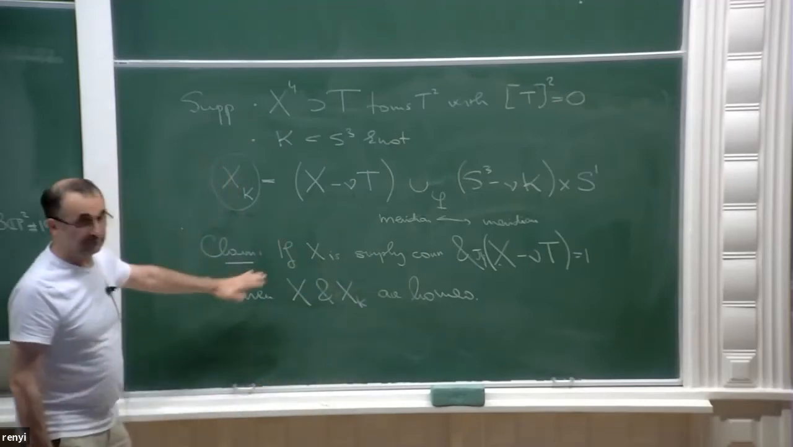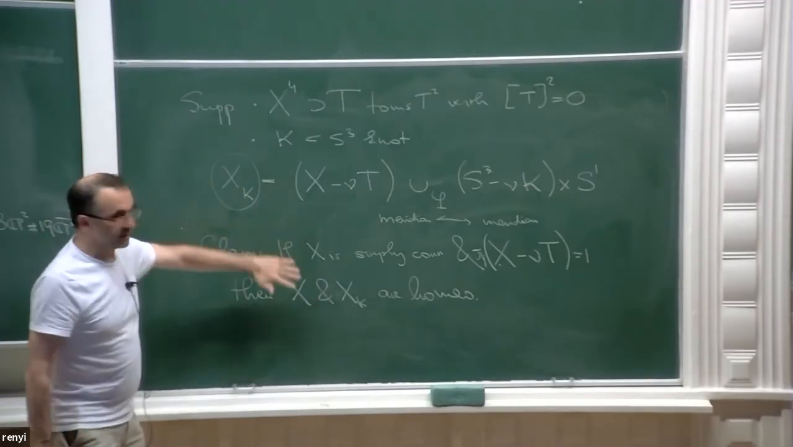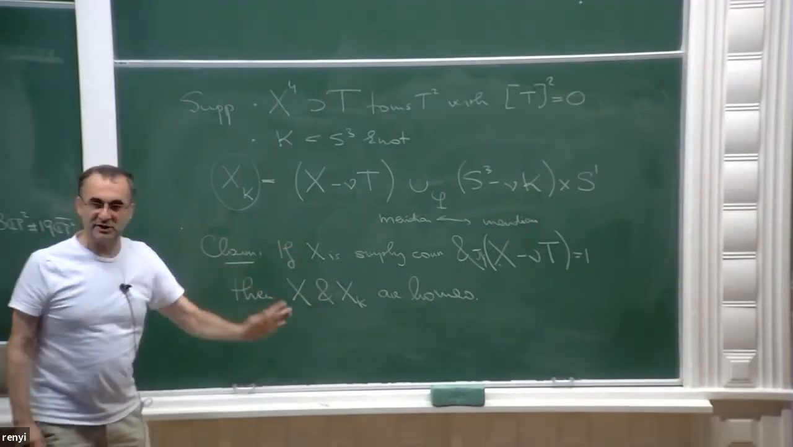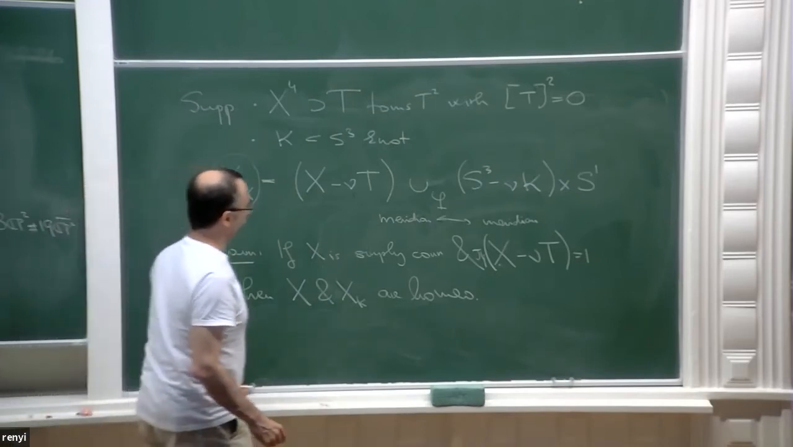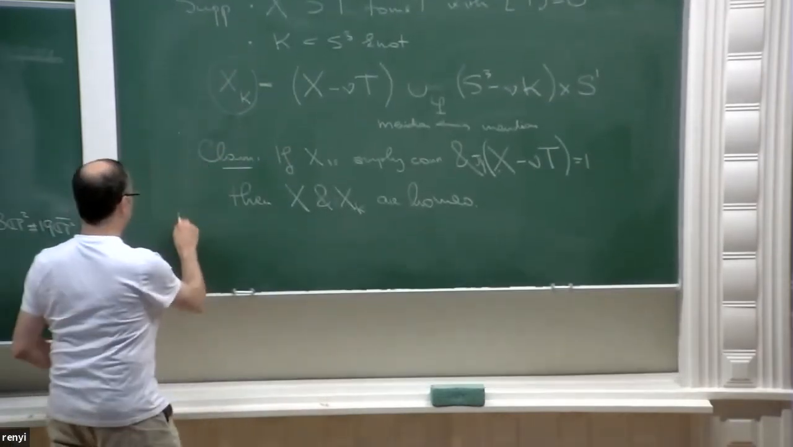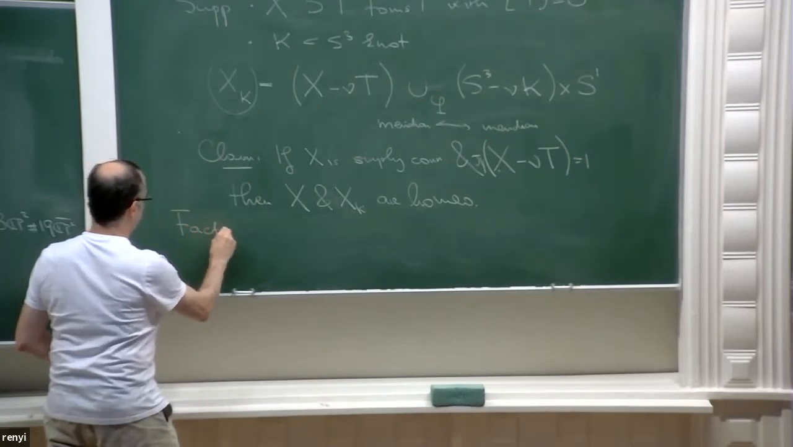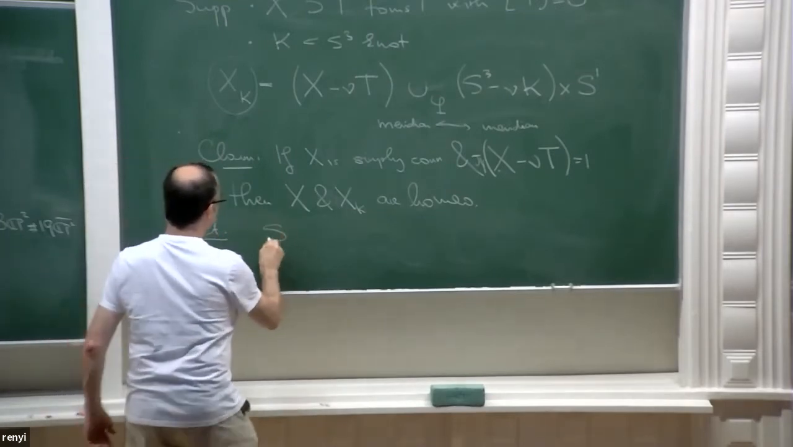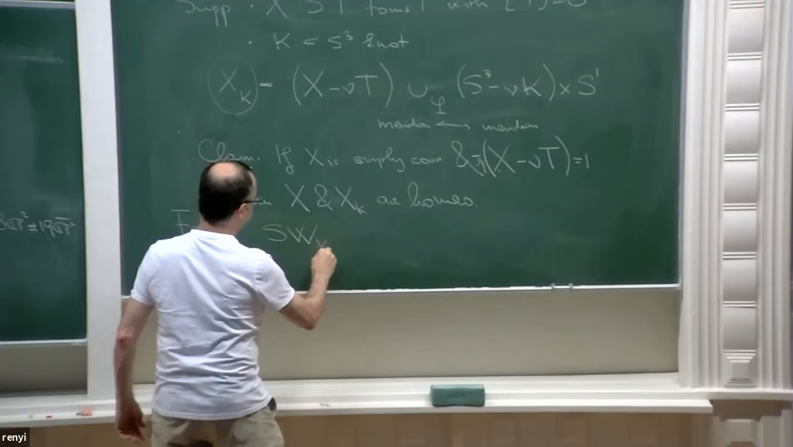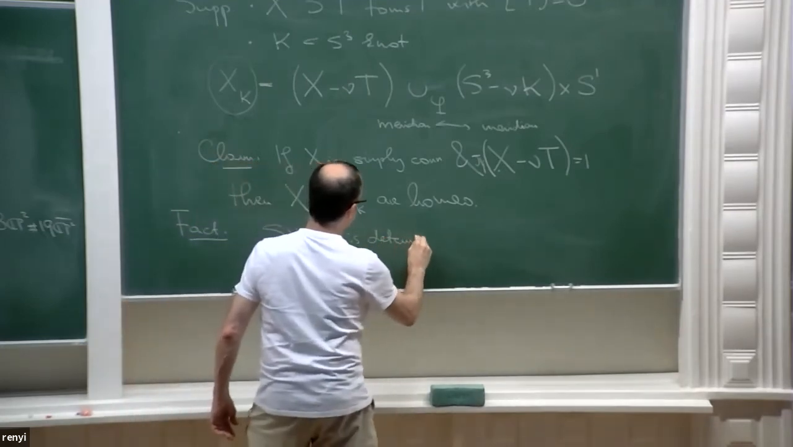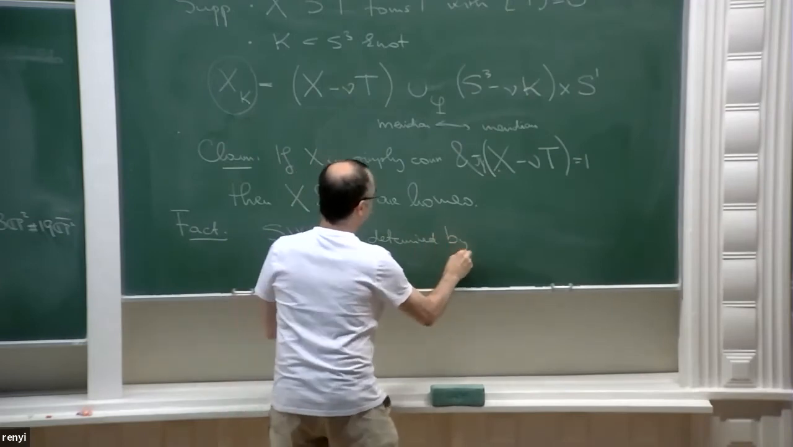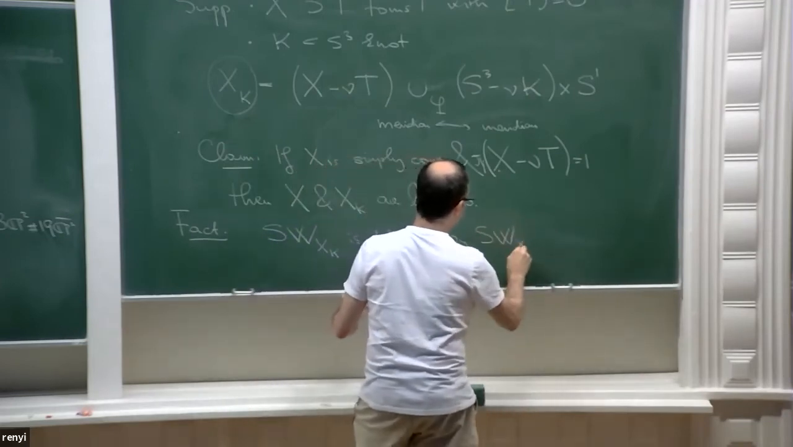Then, since we are always in the simply connected case, we just apply Friedman's theorem. And the fact is that the Seiberg-Witten of X sub k is determined by the Seiberg-Witten of X.